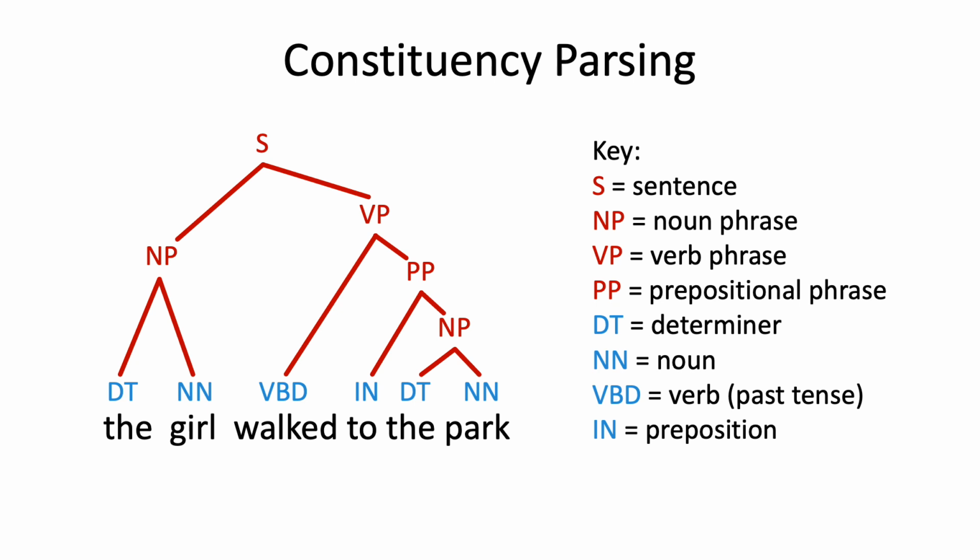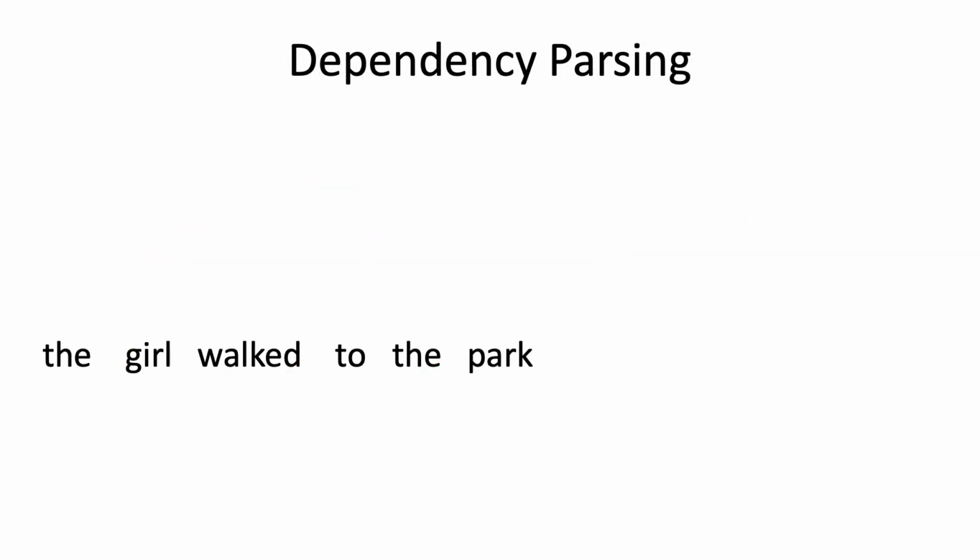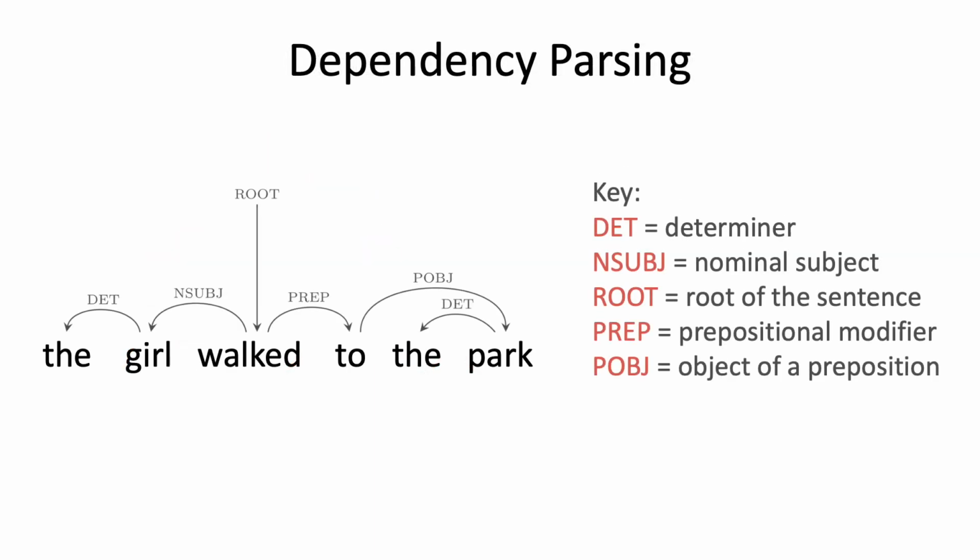For example, the girl is a noun phrase, and walk to the park is a verb phrase that consists of a past tense verb followed by a prepositional phrase, which in turn contains a preposition and another noun phrase. Another form of syntactic parsing is dependency parsing. Here, instead of finding constituents, we want to identify for each word which word it modifies or depends on. Typically, the root of the tree is a verb, and then arguments like the subject depend on the verb. We also use dependency relation labels to indicate the type of relationship that is captured by each dependency.